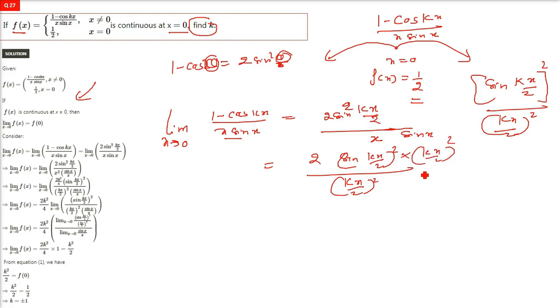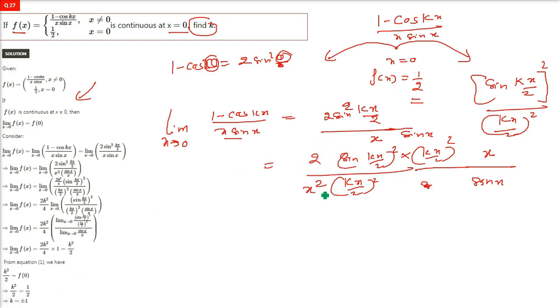So why have we done this? Because sin theta by theta we need to find out. Whether it is square, cube, doesn't matter. It has to be sin theta by theta. Now what is sin x here? It is sin x. So we need an x in the numerator, so we'll multiply x in the denominator as well. Now we'll apply the limit.